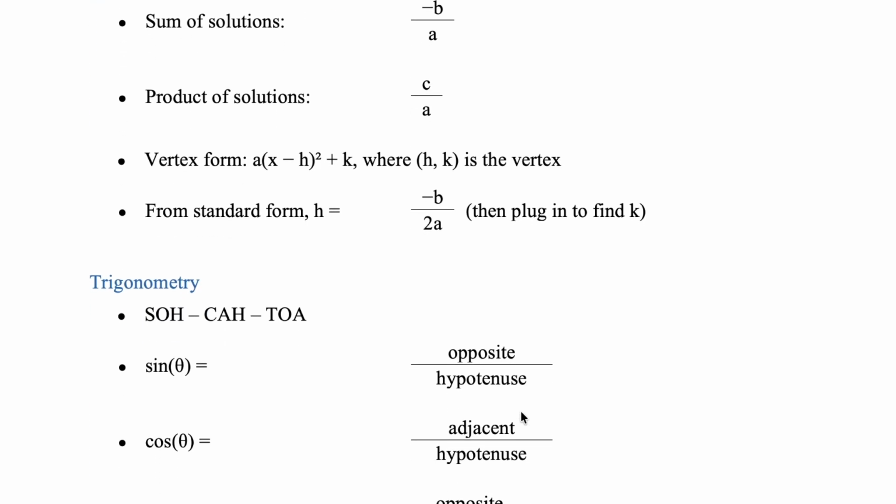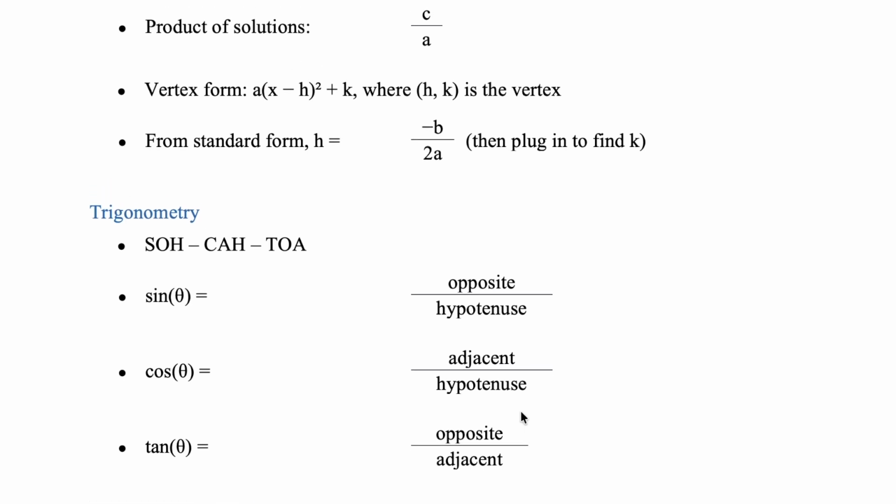So now on to trigonometry. For trigonometry, you need to know SOHCAHTOA, which just means sine is opposite over hypotenuse, cosine is adjacent over hypotenuse, and tangent is opposite over adjacent. Just remember these right here. Just memorize SOHCAHTOA, and if you know that, that will really help you in all trigonometry problems.